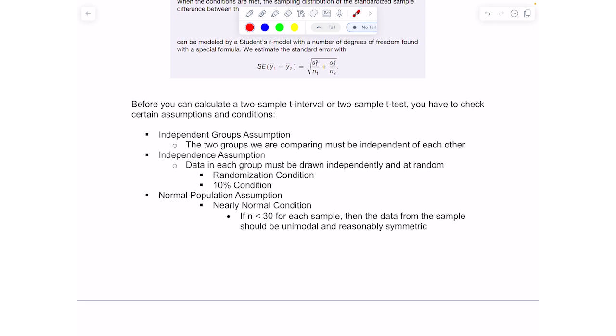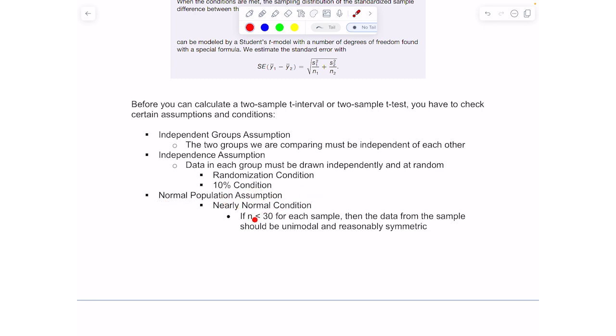Now, before you can calculate a two-sample t interval, which is going to be our confidence interval, or perform a two-sample t test, which is going to be our hypothesis test, you always want to check your assumptions and conditions. You want to check the independent groups assumption, where you're just checking to make sure that the two groups we are comparing are independent of each other. And then the independence assumption is satisfied when you check randomization and the 10% condition, which we've seen in every test and confidence interval. And then we have the normal population assumption or the nearly normal condition.